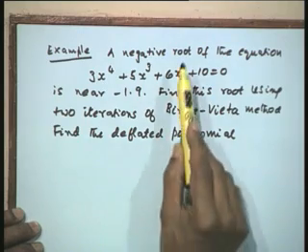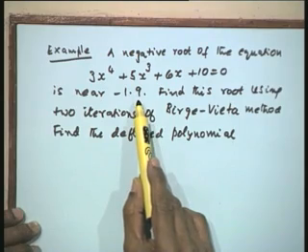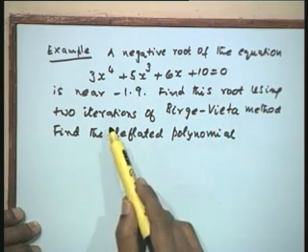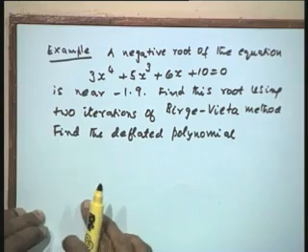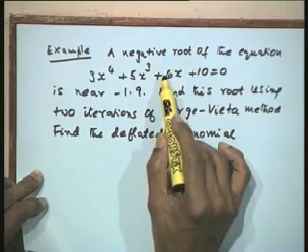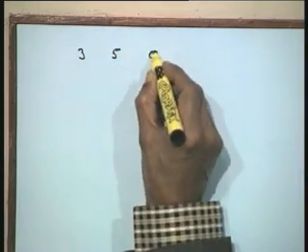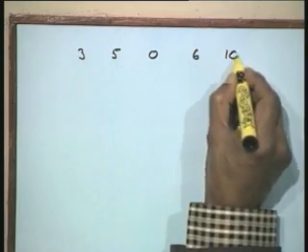Here we are already given the negative root, that the root is near minus 1.9. So we are given the initial approximation as minus 1.9, and we want to use the Birge-Vieta method, two iterations, and then find the deflated polynomial also. We can see that in this polynomial one term is missing, that is x squared is missing here. So I just want to illustrate how we are going to include this particular term. As mentioned, we shall use the coefficient as 0 in the Birge-Vieta method. So we shall write the coefficients as 3, 5, 0, 6 and 10.